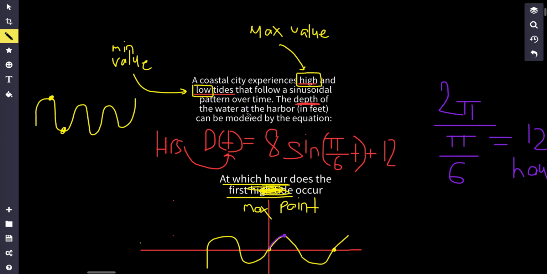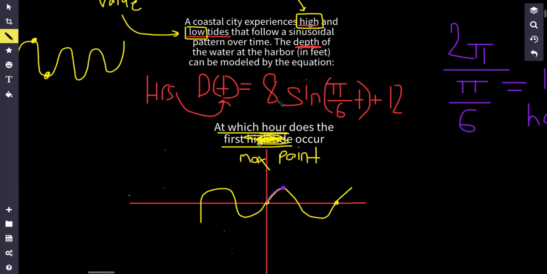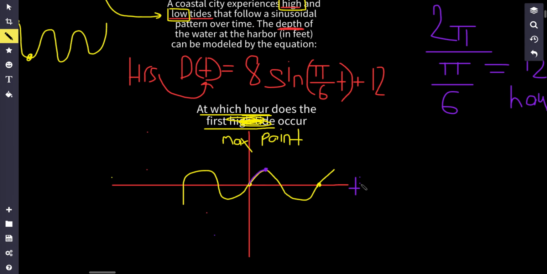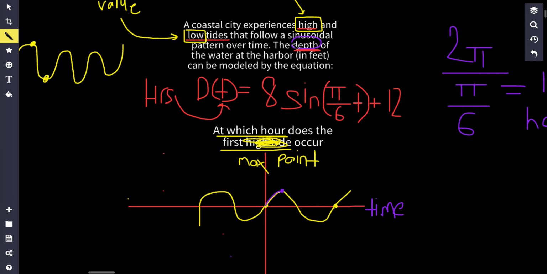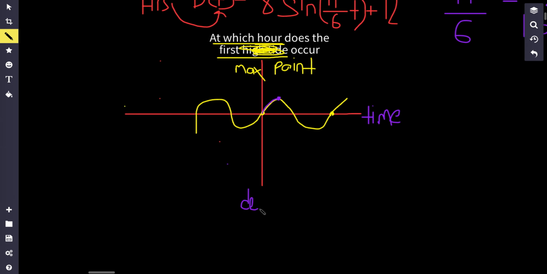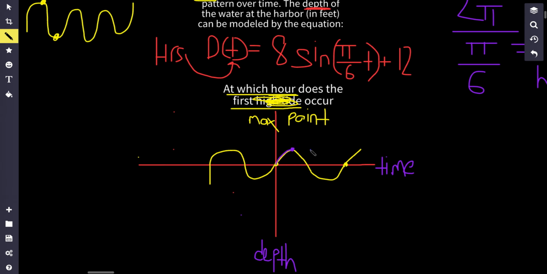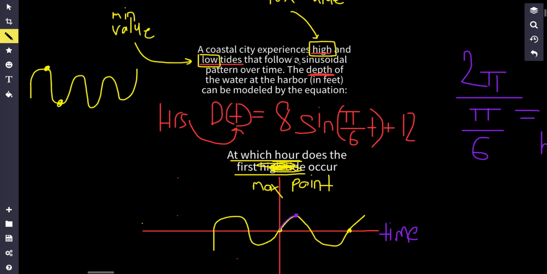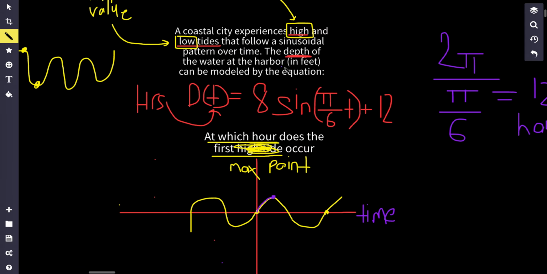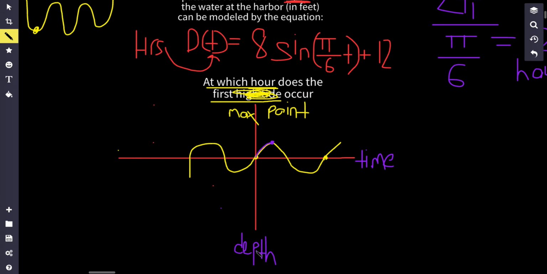Because think about it, right? Our graph right over here is going to be measuring when time passes, how does that affect our depth? So on our x-axis, we have time, right? And on our y-axis, we have the depth of the water, right? We're trying to find out how the time affects the depth of the water.